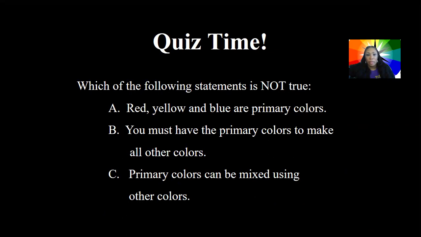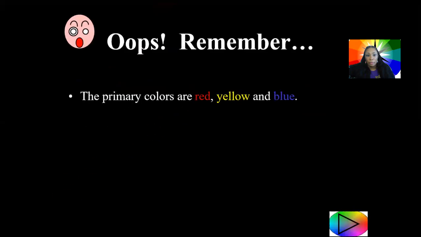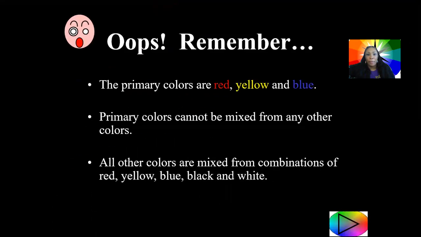So we're going to quiz ourselves right now. Which of the following statements is not true? A, red, yellow, and blue are primary colors. B, you must have primary colors to make all other colors. Or C, primary colors can be mixed using other colors, okay? So we just went over that. So the answer to that is, remember that the primary colors are red, yellow, and blue. Primary colors cannot be mixed with any other colors, and all other colors are mixed from combinations of red, yellow, blue, black, and white, okay?